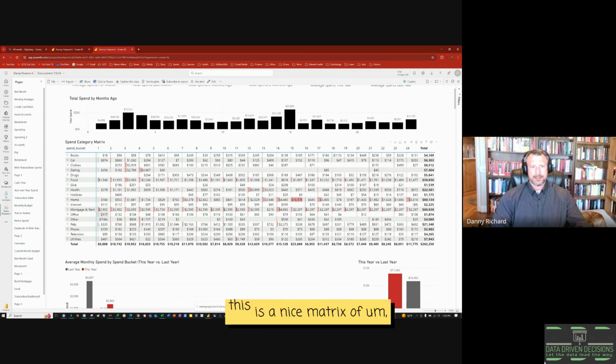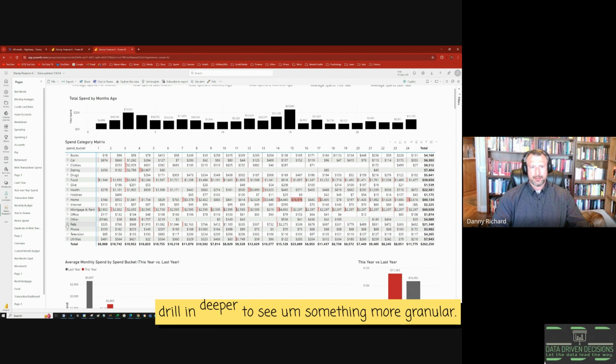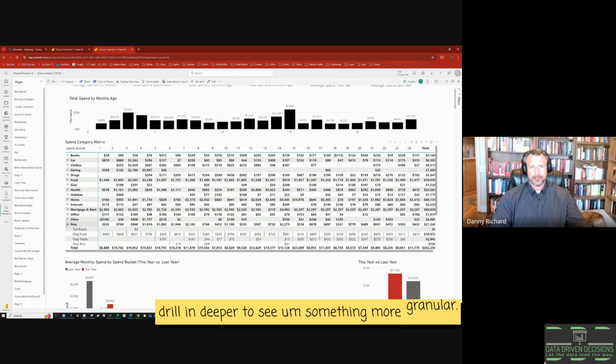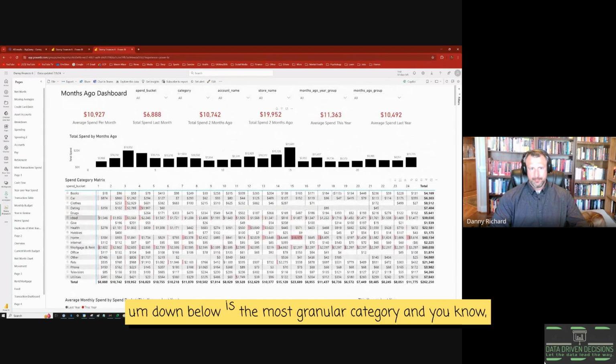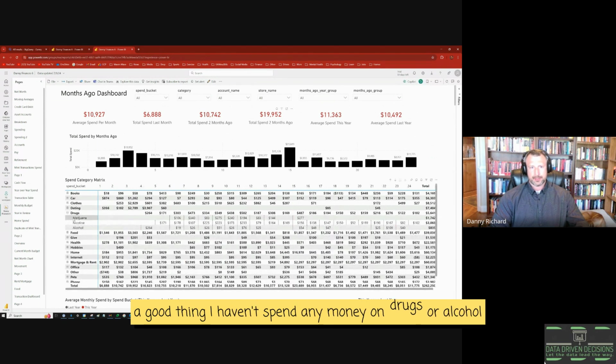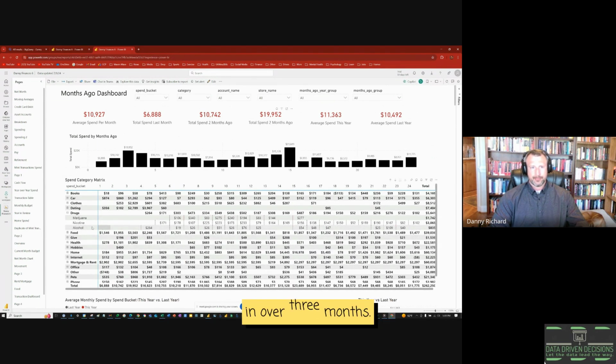So yeah, this is a nice matrix of my spend bucket, and I can always drill in deeper to see something more granular. So if I click on pets, here's all the categories within pets. Down below is the most granular category, and a good thing, I haven't spent any money on drugs or alcohol in over 3 months, so that's been good. Go me.